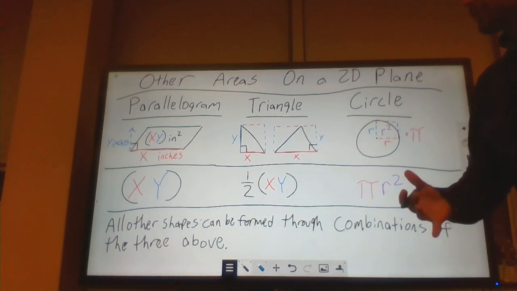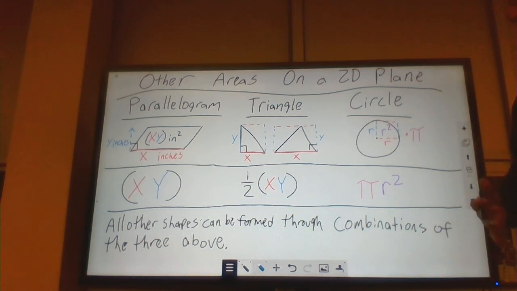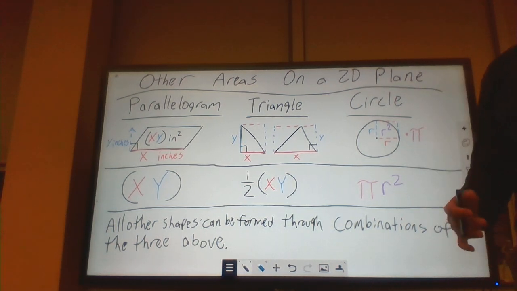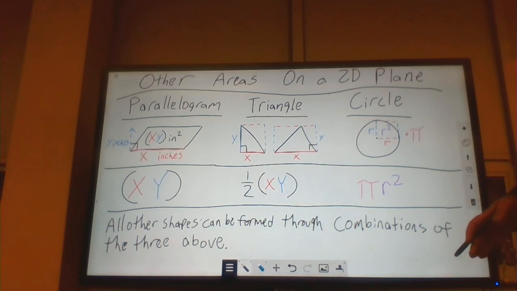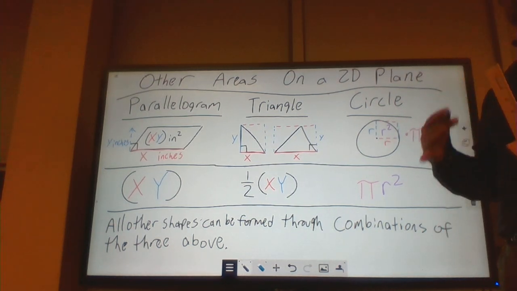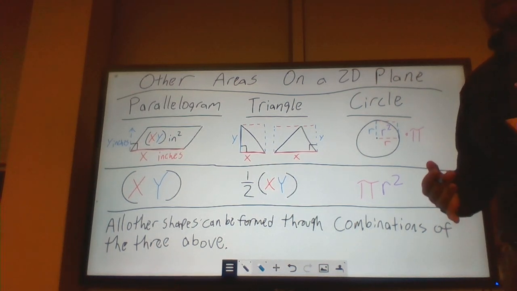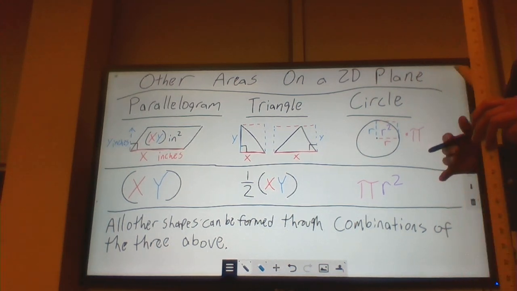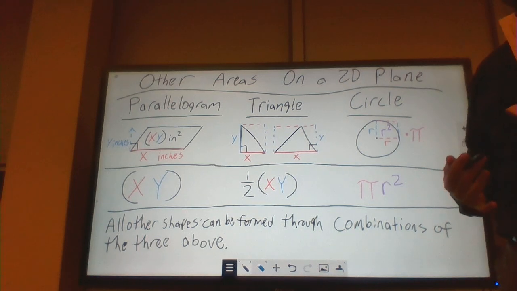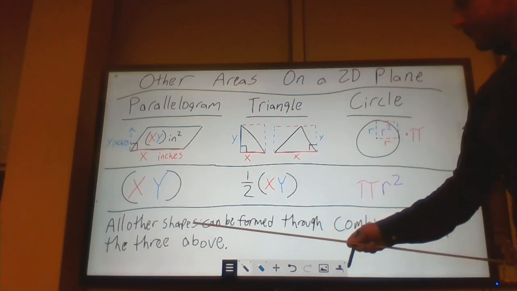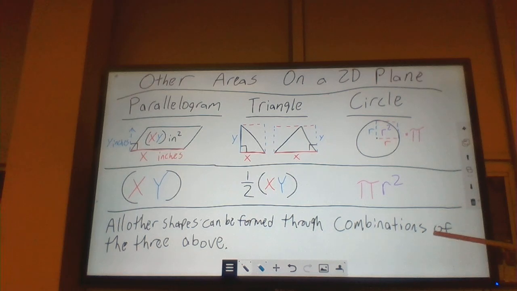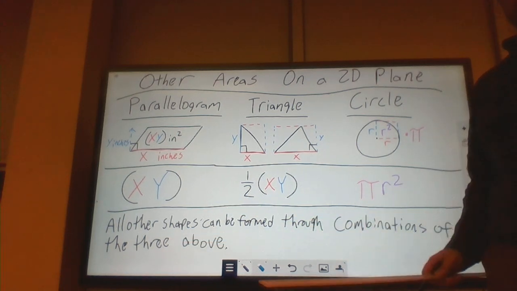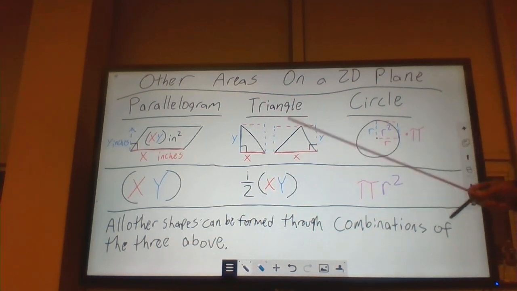But in 6th grade, you learned about other areas because, of course, we don't live in a world of just rectangles. We live in a world of all sorts of shapes. But fortunately for us, we don't have to learn how to measure each of those shapes individually. Instead, we learned how to break down each of these shapes. All other shapes can be formed through combinations of the three above shapes: a parallelogram, a triangle, and a circle.